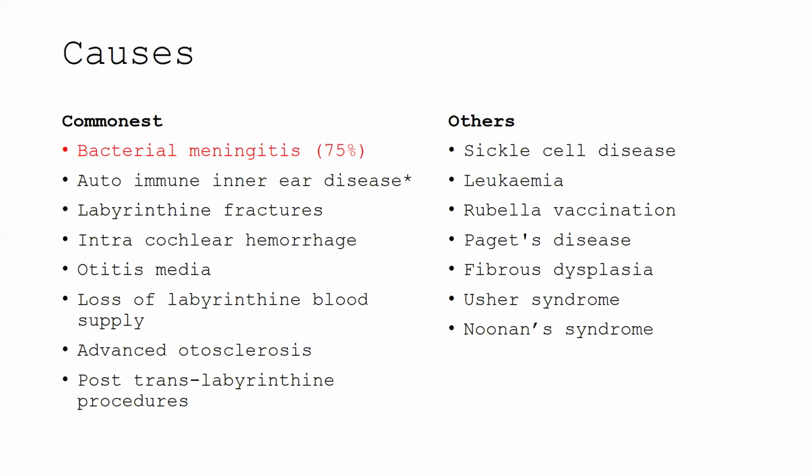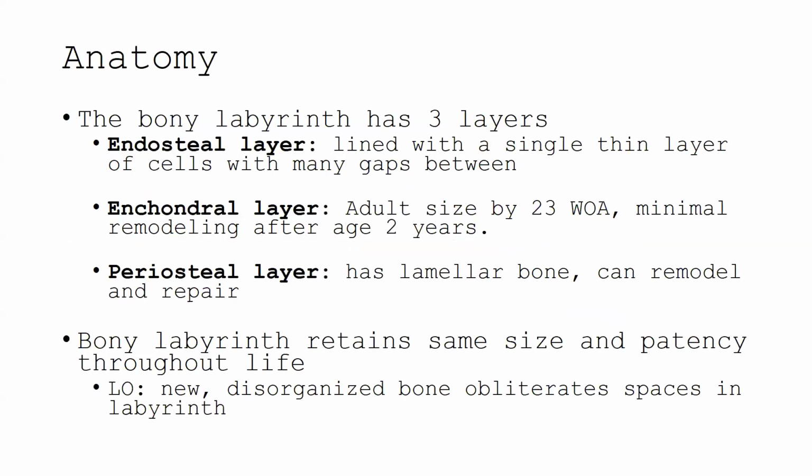The commonest cause of labyrinthitis ossificans, in up to 75%, is bacterial meningitis. Other common causes are autoimmune inner ear disease, labyrinthine fractures, intracochlear hemorrhage, otitis media, loss of labyrinthine blood supply, advanced otosclerosis, and also after translab procedures, especially for vestibular schwannomas. Other causes include sickle cell anemia and leukemia. There have been a few case reports of rubella vaccination leading to ossification of the cochlea, Paget's disease, fibrous dysplasia, and case reports in Usher and Noonan syndrome have also been documented.